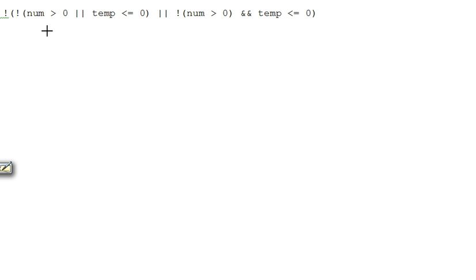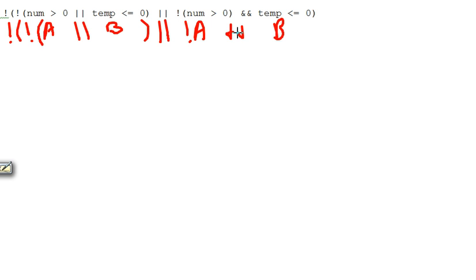Let's simplify this nasty looking Boolean algebraic expression. First, let's plug a in for all of the num greater than 0 terms. And let's plug b in for all of the temp less than or equal to 0 terms. Rewrite the rest of the expression carefully. And we're left with this.